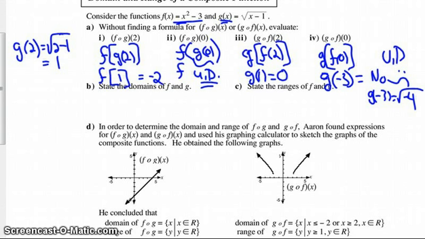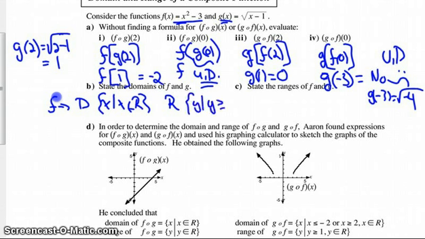So we're continuing on. If we state the domain and range of f at x, the domain for f, it's just a parabola, so the domain is x such that x is an element of reals. And the range for f is a parabola that has its vertex at (0, -3), so its range is y such that y is greater than or equal to -3, and y is an element of reals.